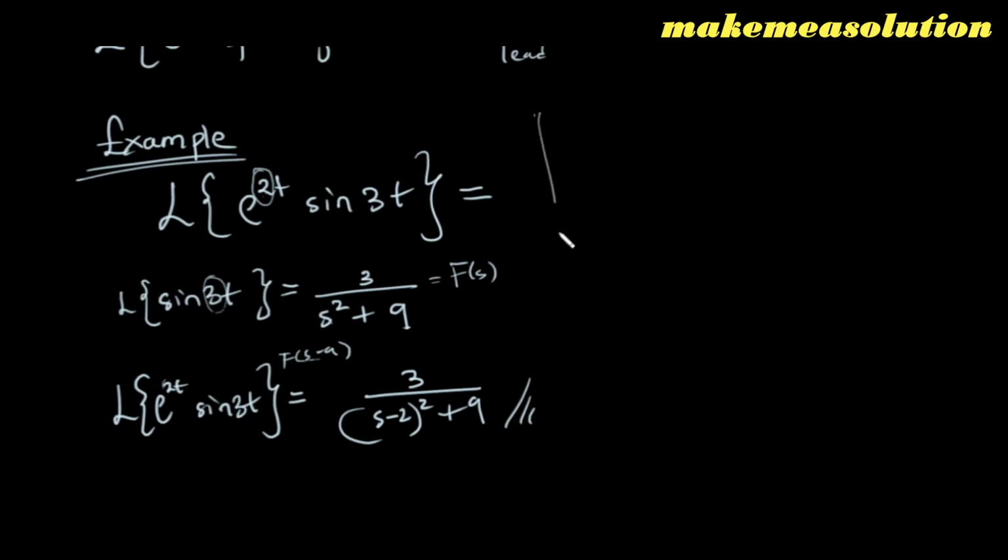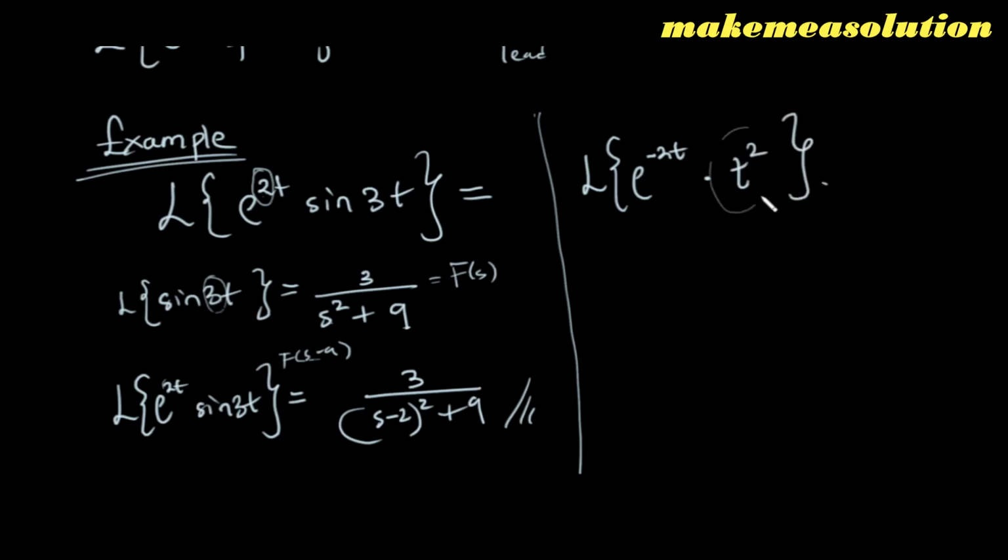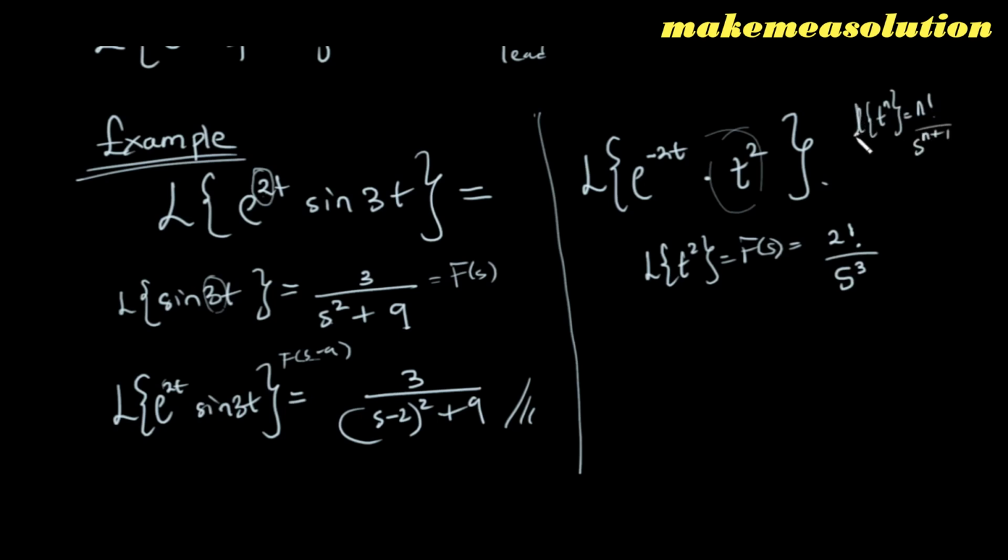Now let's quickly do another one. I have the Laplace transform of exponential minus 2t multiplied by, let me say, t squared, for instance. First of all, find the Laplace transform of t squared. The Laplace transform of t squared, which is my f of s, is going to give me, according to our formula, 2 factorial divided by s raised to the power of 3. Remember, the Laplace transform of t raised to the power of n is n factorial over s to the n plus 1. So remember this theory. That is what I used to find this one.